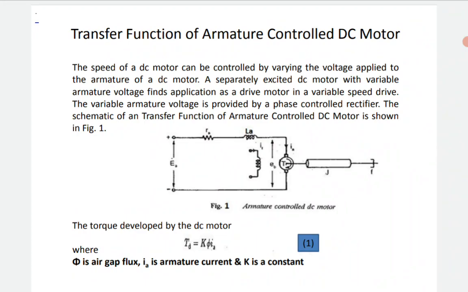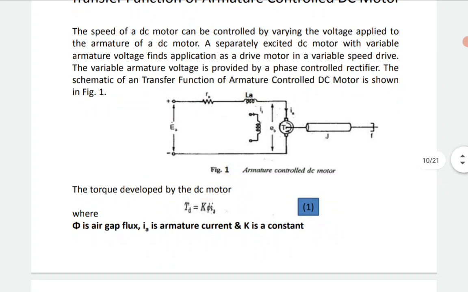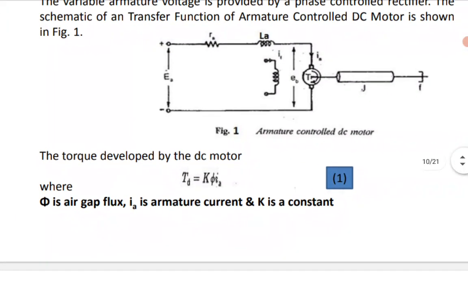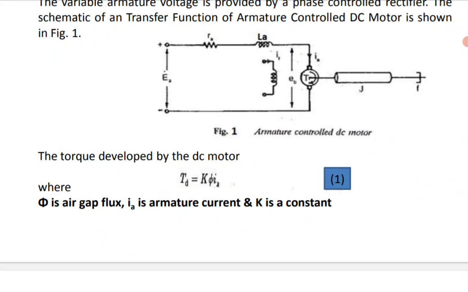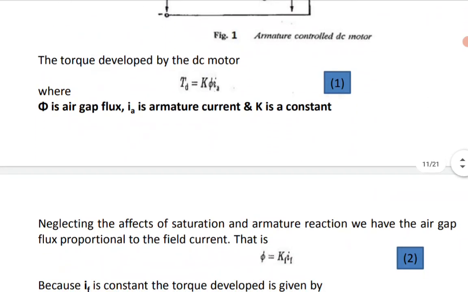Now these fundamental electrical equations are already studied by you, so those things will be revised again. See, the torque developed by the DC motor, T suffix D, should be directly proportional to the flux phi multiplied with armature current Ia. So if I omit the variation symbol, it will be T suffix D is equal to K into phi into Ia. K is the variation constant, phi is my air gap flux, and Ia is the armature current. Okay.